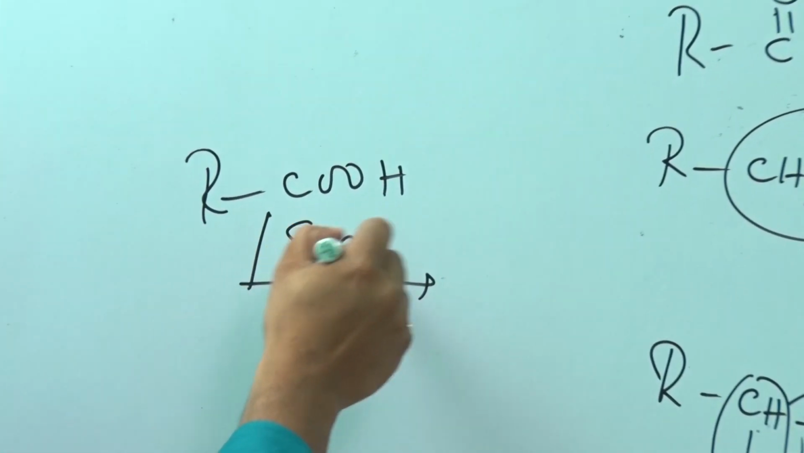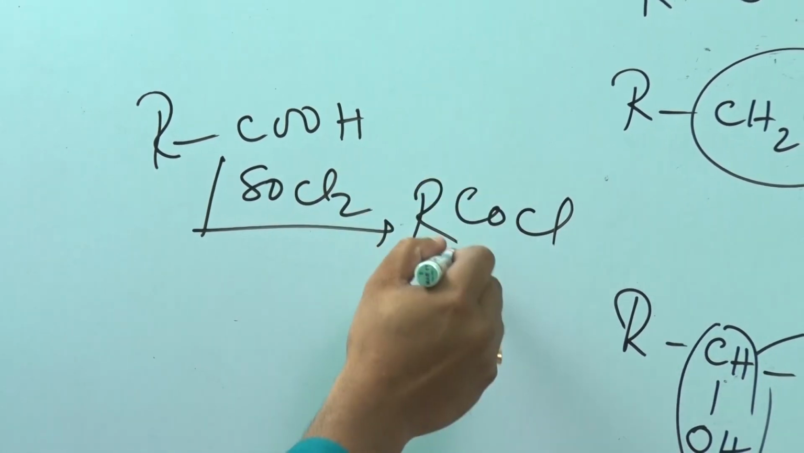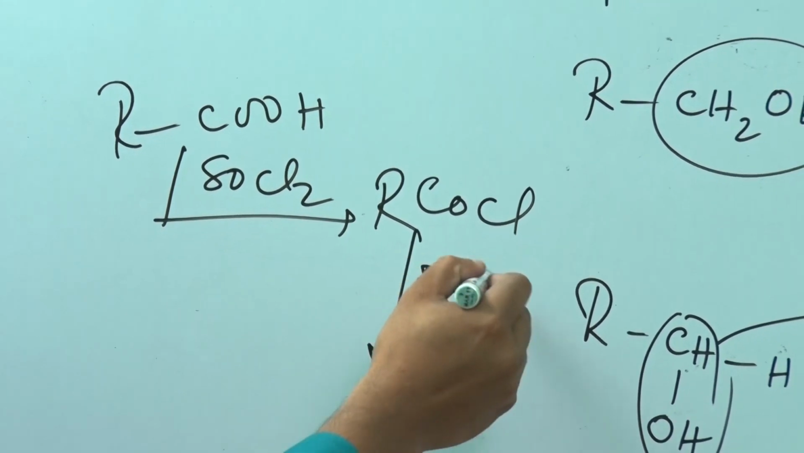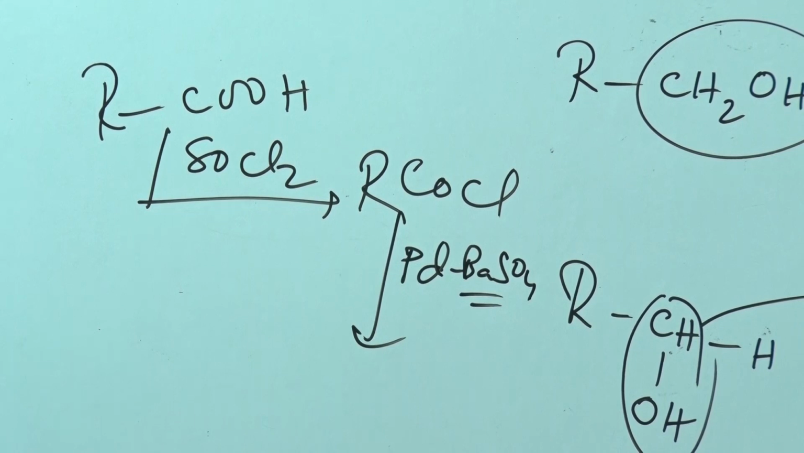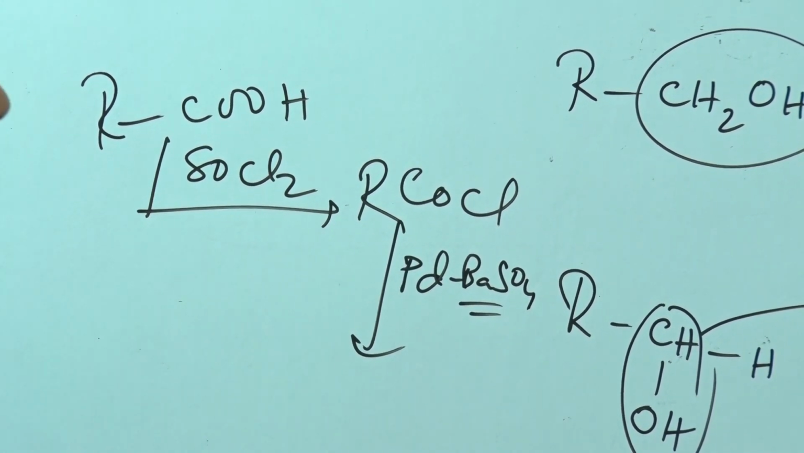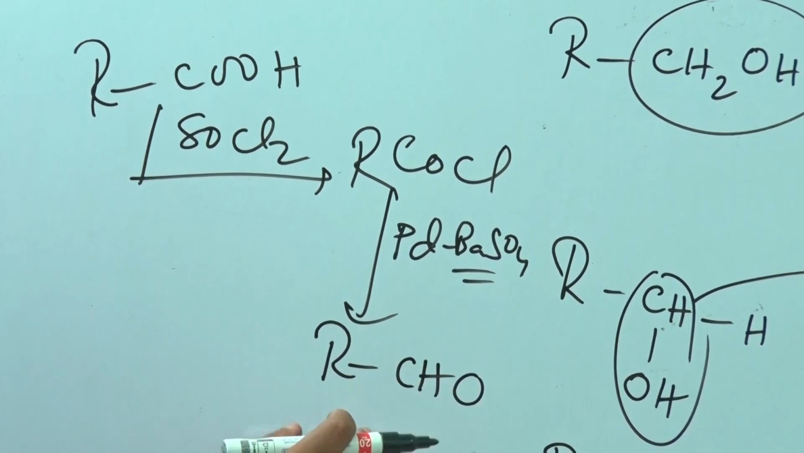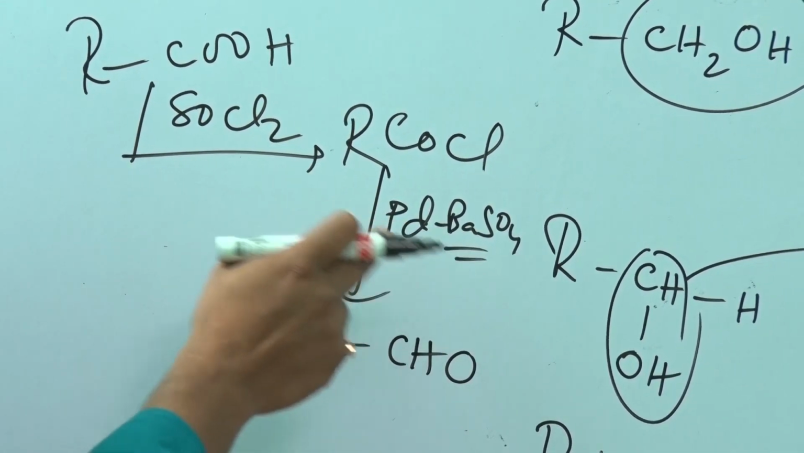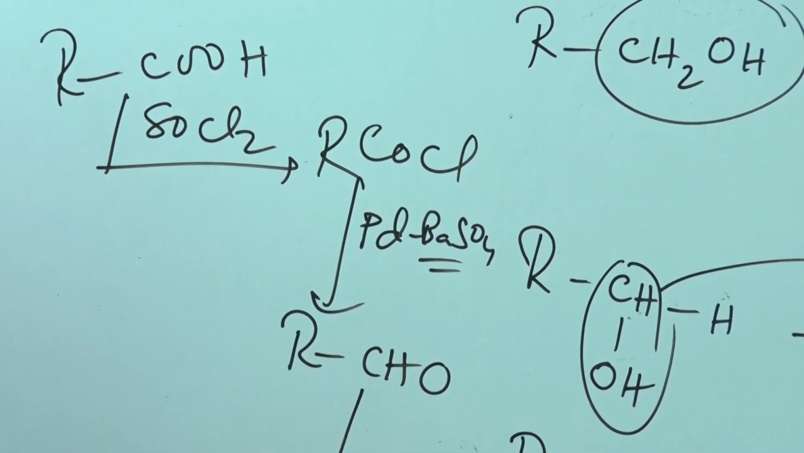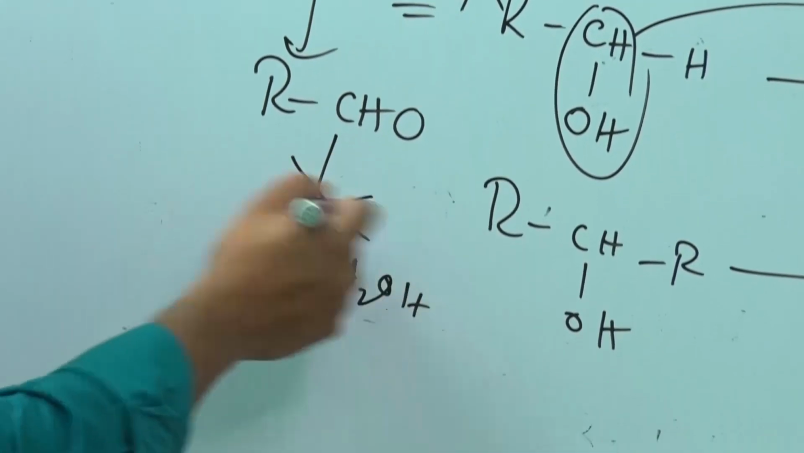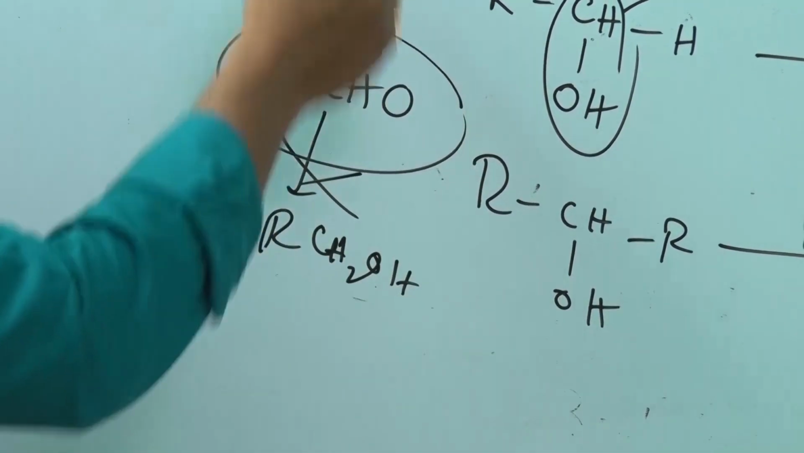Again, we can get it by Rosenmund reduction, from RCOOH. When SOCl2 is given, it will form RCOCl, and this RCOCl undergoes Rosenmund reduction, with BaSO4, quinoline, xylene used as a catalyst poison, because otherwise it will be converted to primary alcohol. So to prevent this step, we need to use some catalyst poison. So aldehyde can also be prepared from this.